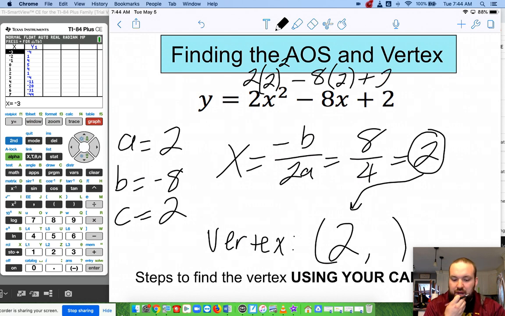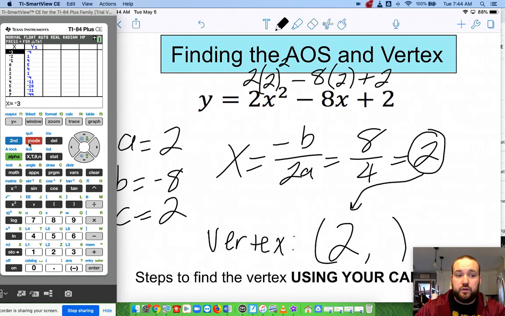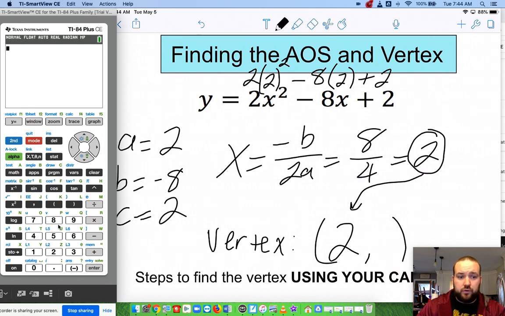Okay, so now I can type that into my calculator just as it looks. I'm going to show you 2 ways to do this. If you need to rewatch it, I know some teachers have certain ways they like students to type this in. So all I'm doing is typing out the equation, but replacing the x's with 2's in parentheses, and that will give me my y value.